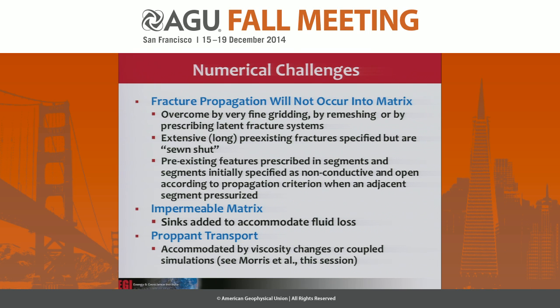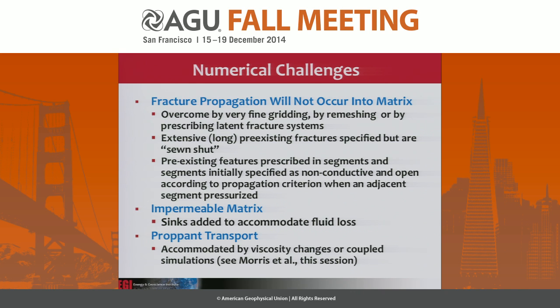Similarly, in most cases, these codes were representing impermeable matrices. Now, at first, 5, 6 years ago, I thought that was reasonable. But actually looking at production and injection into many of these tight shaly formations, you can really see that this is problematic and that having impermeable matrix blocks just does not make sense.